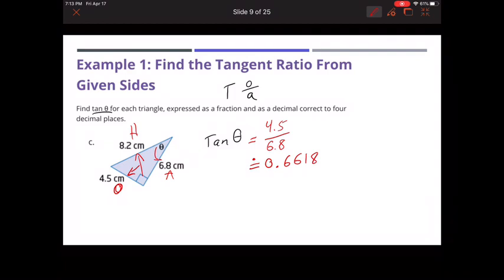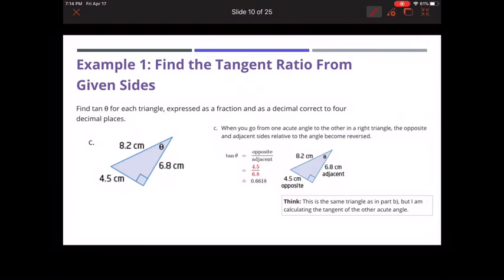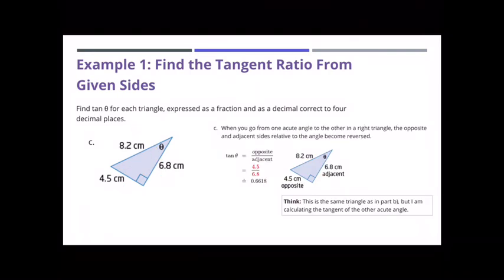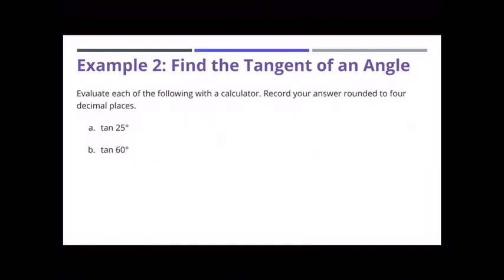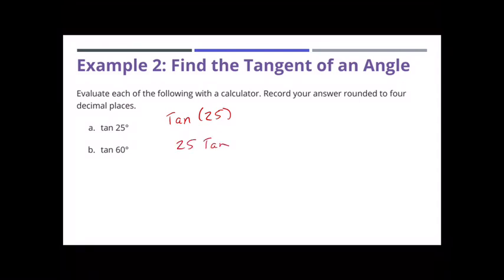So that's your number one in your textbook. Number two is just calculator work. So it's just figuring out how to use your calculator. Some calculators make you put in tan first, then brackets 25. Sometimes you're putting in just 25 and then hitting the tan button. It's just a matter of knowing your calculator.